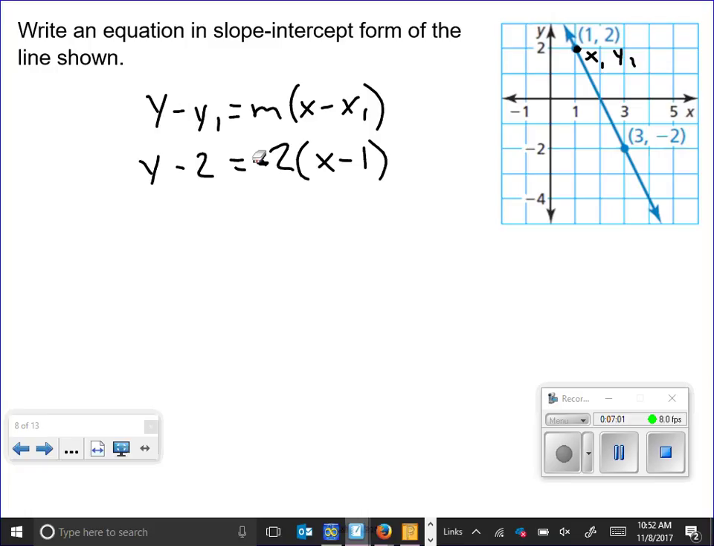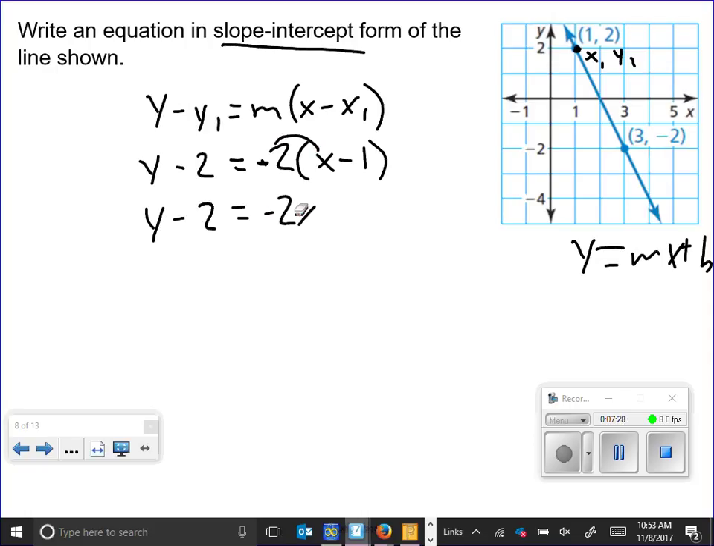Okay, so now I want to change this to slope-intercept form. Well, to be in slope-intercept form, I have to be in y equals mx plus b. So I need y by itself. That would be our key here. To get y by itself, I'm going to have to subtract 2, but to subtract 2, I need it a little bit more simplified over here. So I'm going to distribute my negative 2. So I get negative 2x plus 2, because a negative times a negative is a positive. Now I can add 2 to both sides. So y is going to equal negative 2x plus 4.